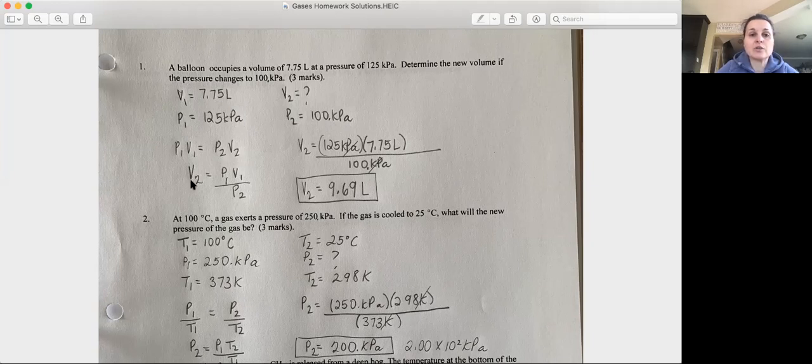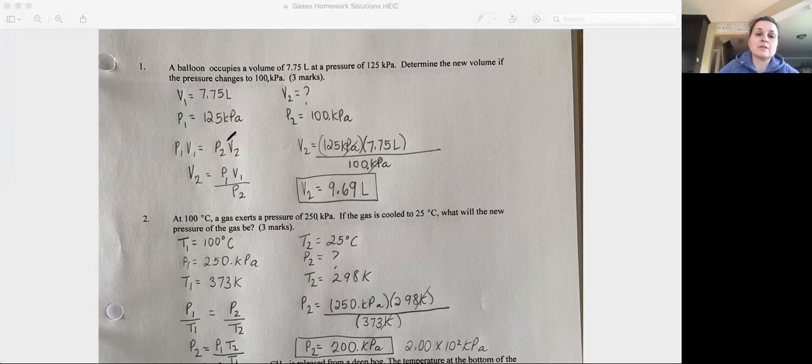We rearrange to look for V2. So if I'm looking for V2, I'm going to get rid of this P2. It's being multiplied. I'm going to put it to the other side. So P1, V1 divided by P2. Sometimes what I'll do is I'll actually circle what it is that I'm trying to find. That way I know I need to leave that alone and I need to move the other thing that's with it to the other side.